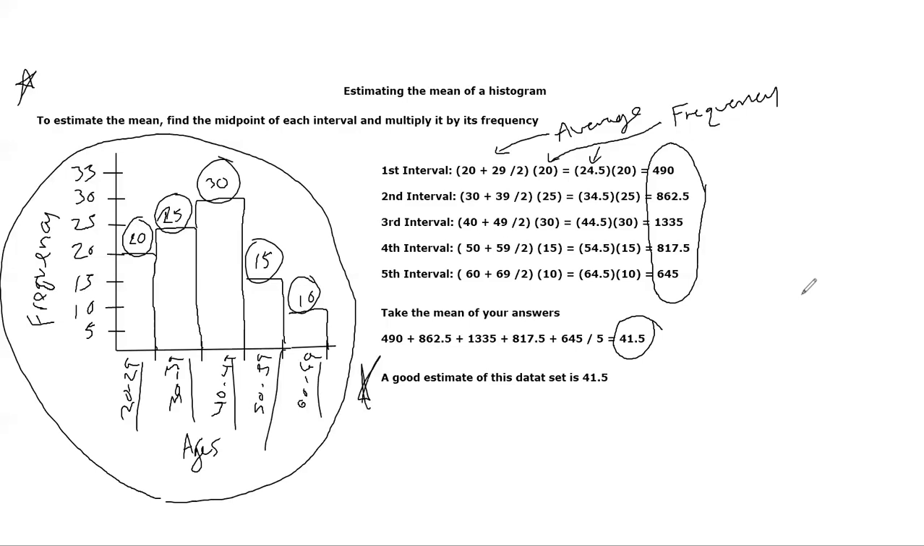All right. Now, notice my last statement right here. I said a good estimate of this data set is 41.5. Why didn't I just say the mean of this data set is 41.5? That's what we were trying to find, right? Well, yes and no. The only way to truly know what the mean is, is to know what the data set is. But if I don't have the data and all I have is this graph, this is the best way I can estimate the mean. Meaning that the actual mean could be like 41, or it could be 42, or it could be a little bit higher or a little lower than that. I have no way of knowing unless I have the actual data set.